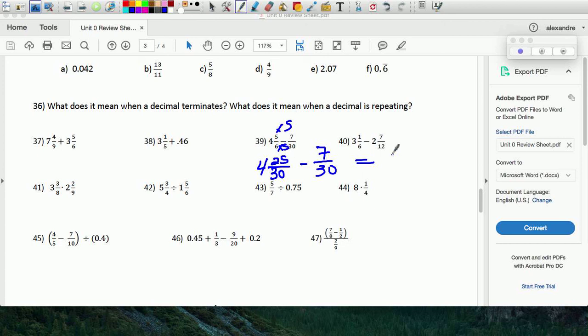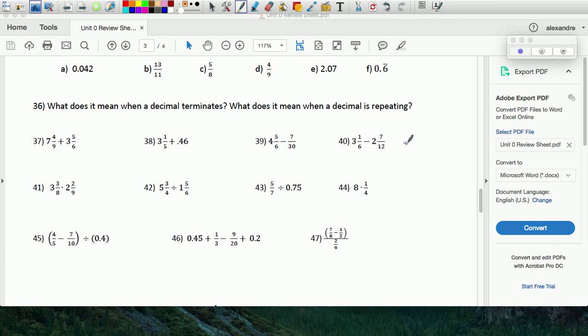The 4, nothing to subtract. The whole numbers, there's no whole number here. But the fractions I can. So 25 minus 7 is 18. So it becomes 18 over 30, which I can simplify. Actually, let me divide this by 6. So if I divide 18 by 6, I get 3. 30 divided by 6, I get 5. So 4 and 3/5 is the final answer.